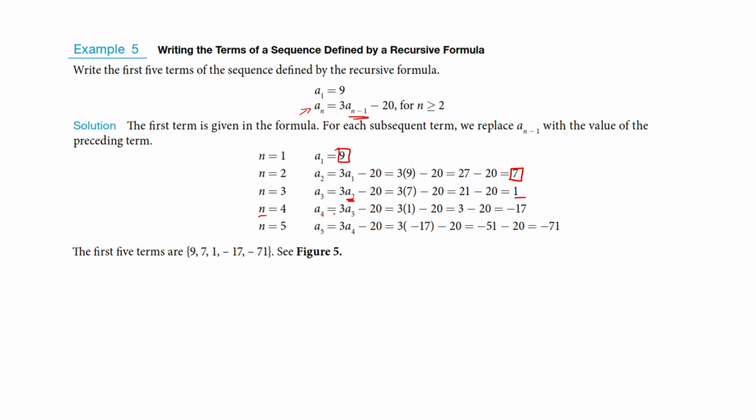Now, when N is 4, we need, what was the value for A3? Well, A3 is the one we just created, it's 1. So we've got 3 times 1 minus 20. You see how we keep being dependent upon the value that we created in the last iteration. So I've got 3 times A4. A4 was negative 17. We crunch it down. We get negative 71.